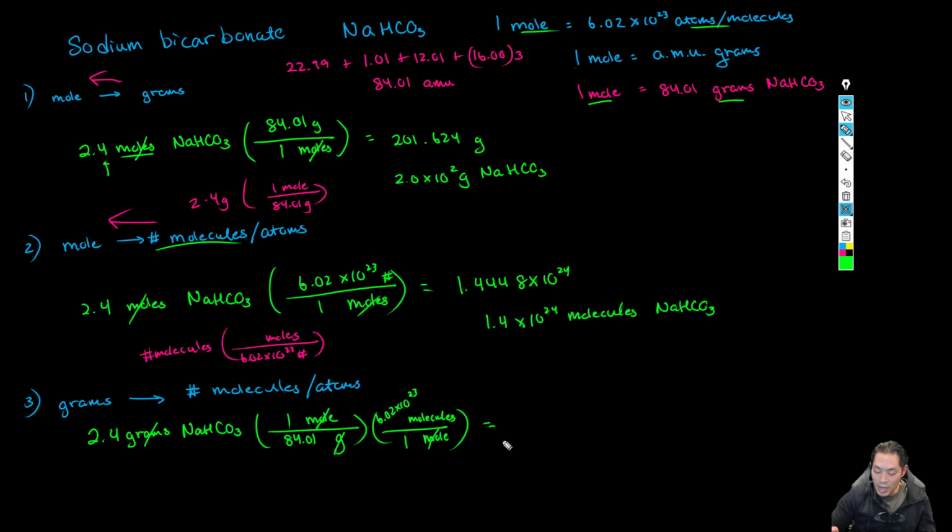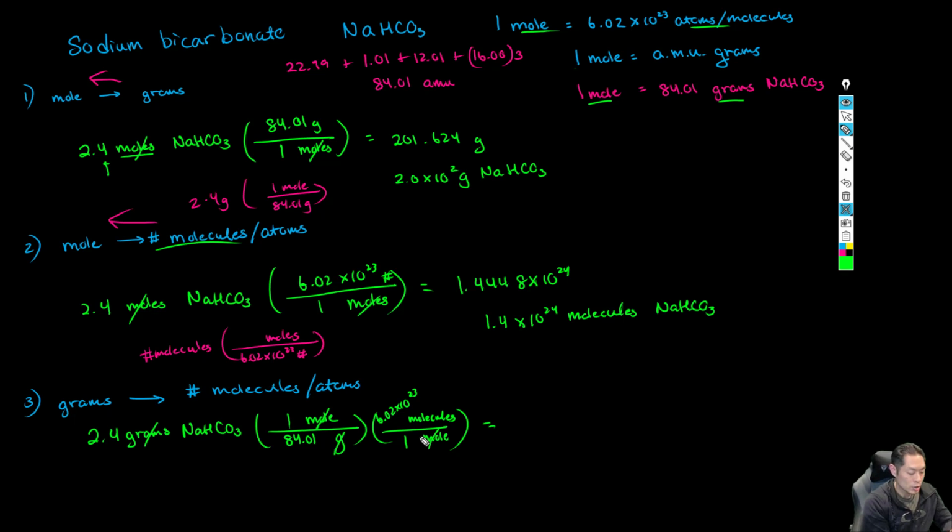Technically, once you do this enough, you could combine this together. You could just have 84.01 on the bottom, 6.02 times 10 to the 23 on top. Now, I've done this many years. I prefer doing the long way because I will have a less tendency of making a mistake. But if you could keep it straight in your head, you could combine those two together.